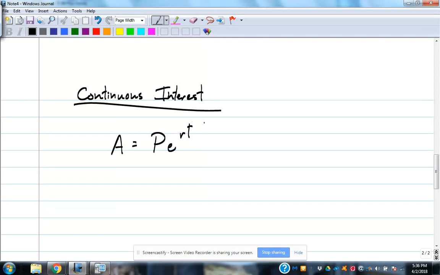Continuous interest is an easier formula to remember. It's the PERT formula. P times e to the rt. Much easier formula to remember. The problem will say continuous interest or interest compounded continuously. If it's the other formula, it's going to say compounded quarterly, monthly, daily. What exactly is compounding? Compounding is how many times the interest is added back into the balance of the account.